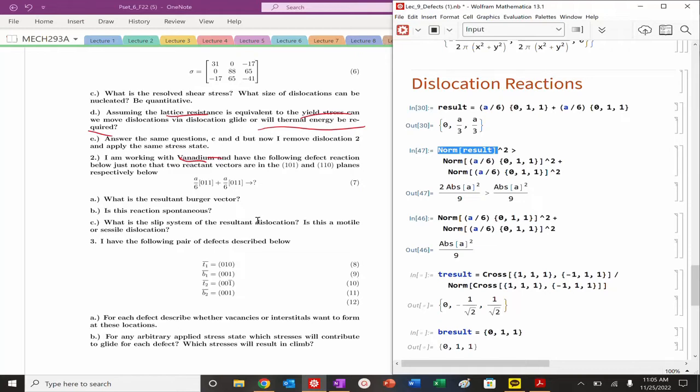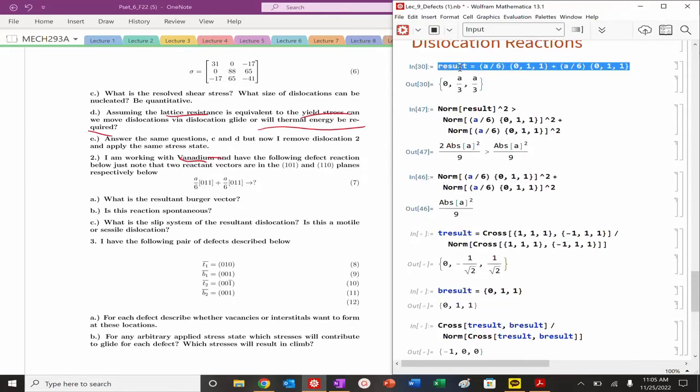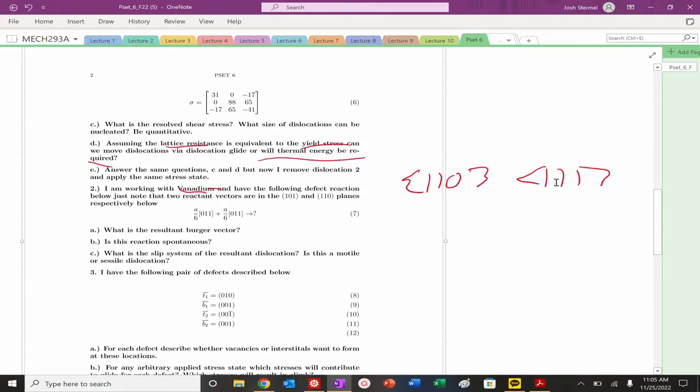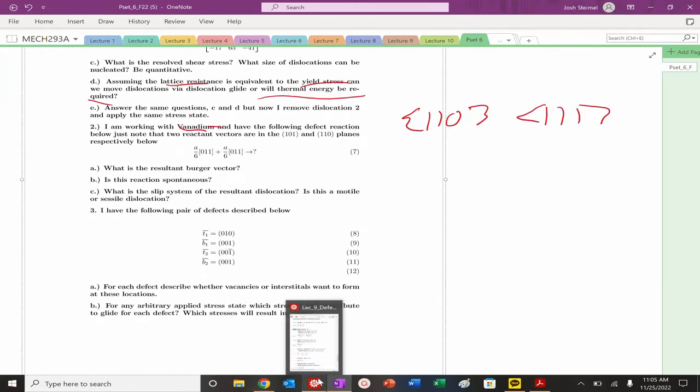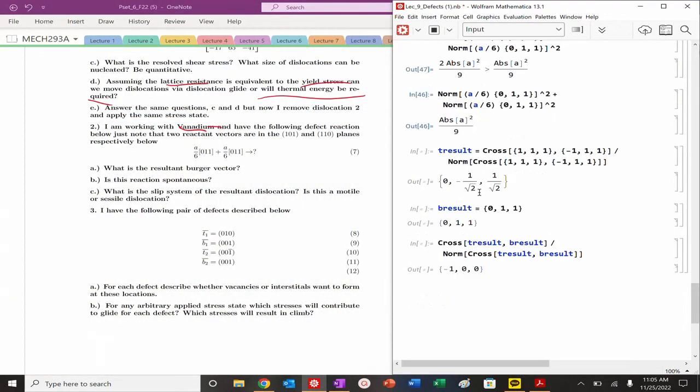What is the slip system of the resultant dislocation? Is it motile or sessile? We already determined the slip system, but we have to figure that out now. We know our Burgers vector is just our resultant vector here, which, if you factor out a over 3, is 0, 1, 1. So 0, 1, 1 is not a close packed direction. So it is not a motile direction. That's already not good.